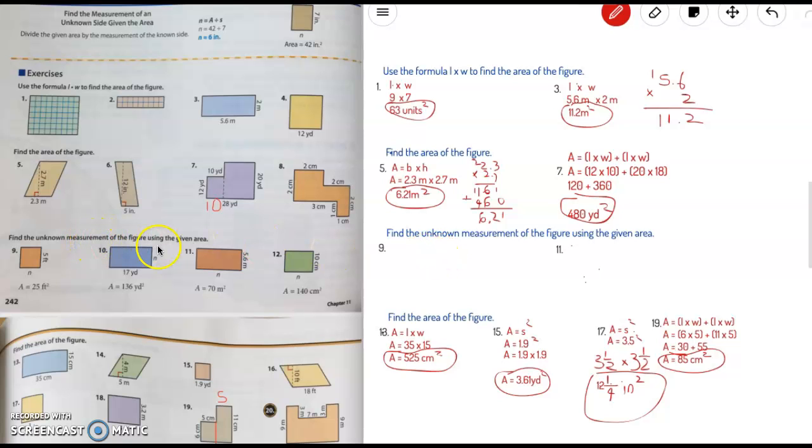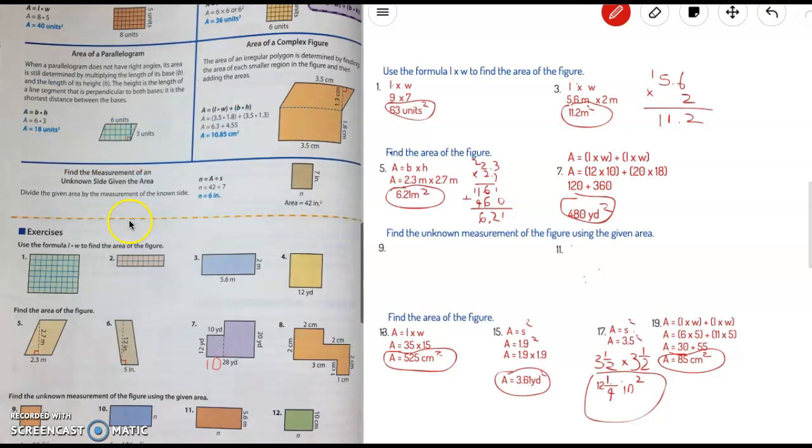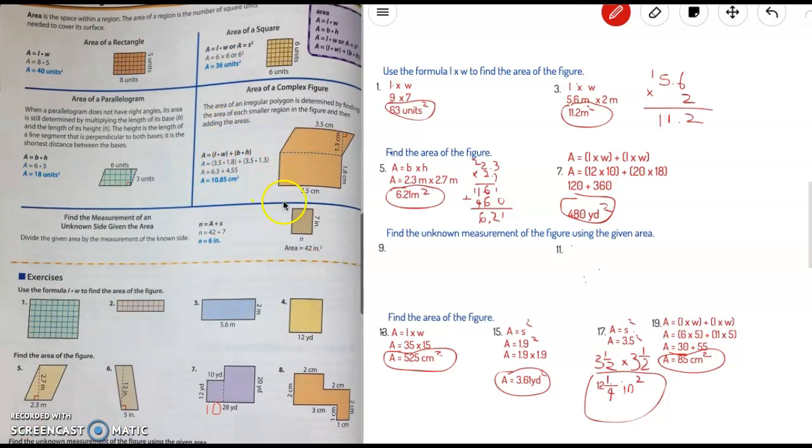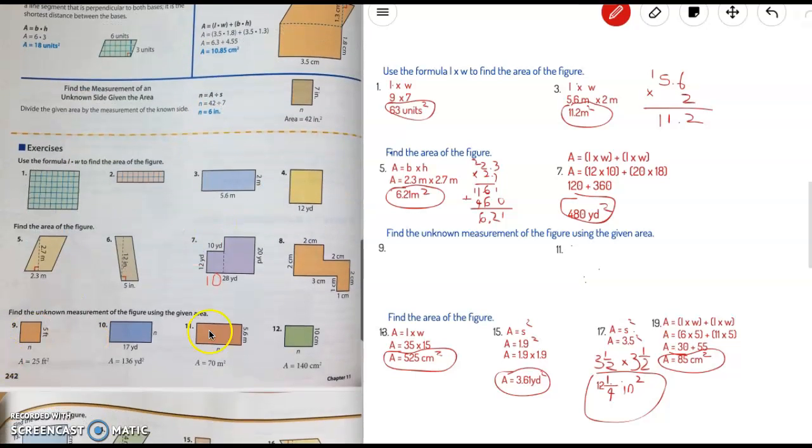Okay, find the unknown measurement of the figure using the given area, number 9. Okay, so this time we're going to be using this formula, right? N equals A divided by S, so let's just go straight to it. And this is a divide sign, okay? Alright, so our area here is 25 feet squared divided by one of the sides, which is 5 feet. Easy, 25 divided by 5, 5 feet. Very good.